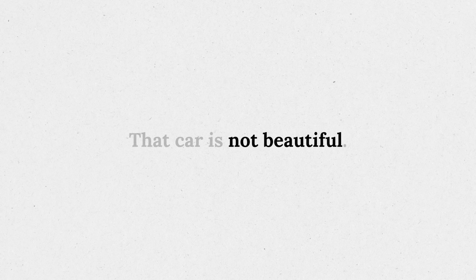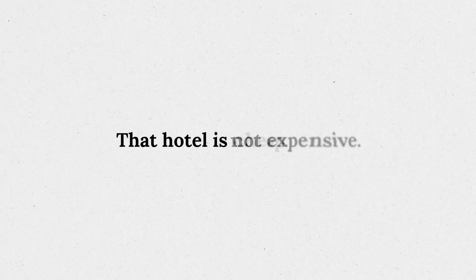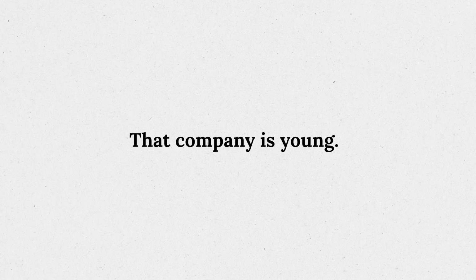Imagine you want to say something is ugly, but you can't remember the word. Take the opposite word, beautiful, which is a really common word, and add not in front of it. That car is not beautiful. Good job! You just jumped around that gap in your vocabulary. This works especially well with adjectives. That hotel is not expensive. That company is not old.